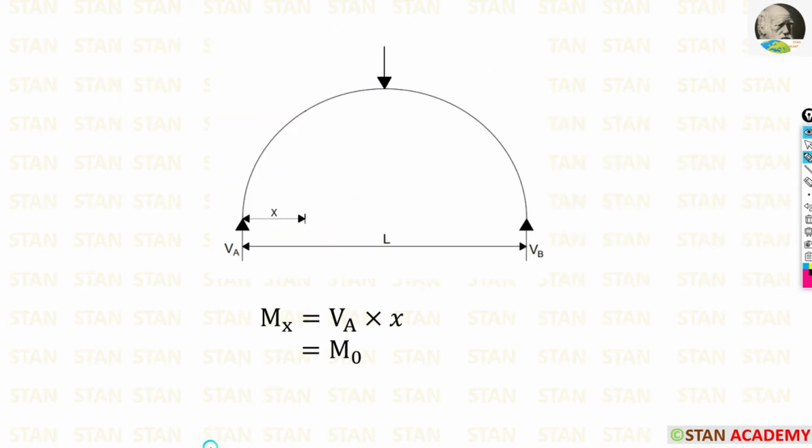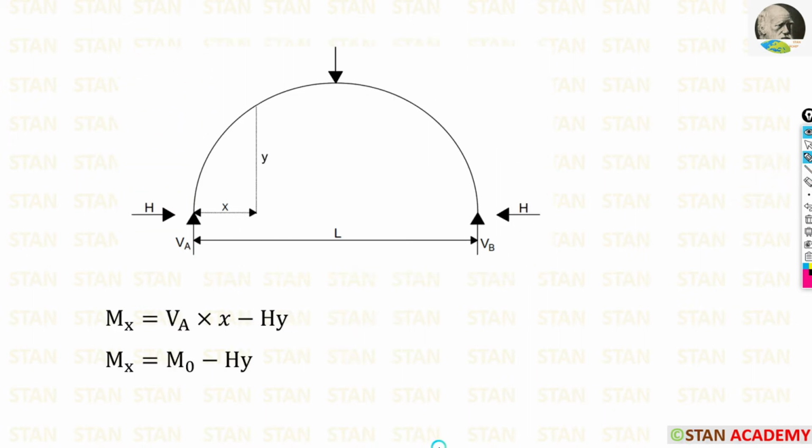If you still don't understand what is m0, we can consider a simply supported arch. In the simply supported arch, there will be no horizontal thrust. So when I calculate the moment at x point, it will be Va into x, because we are having only the Va value up to the x point. So you can take in this way also. When we are calculating the m0, we are assuming that the arch is simply supported, because we are not taking the horizontal thrust. Now we are going to see the two-hinged arch with the horizontal thrust.